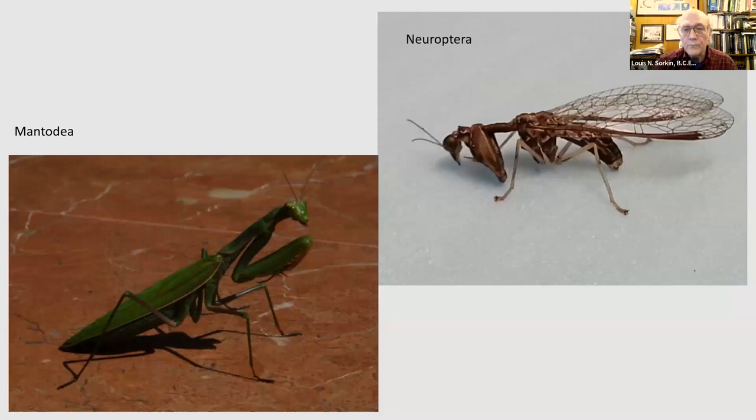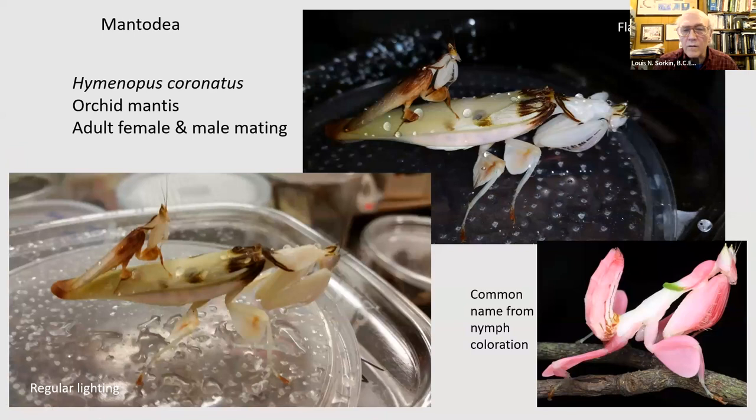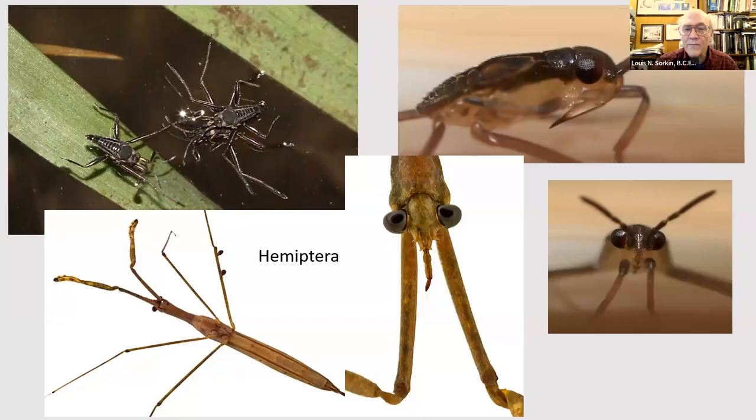This is just to show you some of a similarity between one kind of neuropter and a mantispid fly, and the true mantid having the raptorial front legs, and a species of orchid mantid, where the common name orchid really comes from the nymph stages that are pinkish colored, but the adult male and female in different lighting conditions. And what happens, this male will drum on her back, you think to get her attention, but I've seen him drum and she ignores him. So I'm not sure how mating occurs.